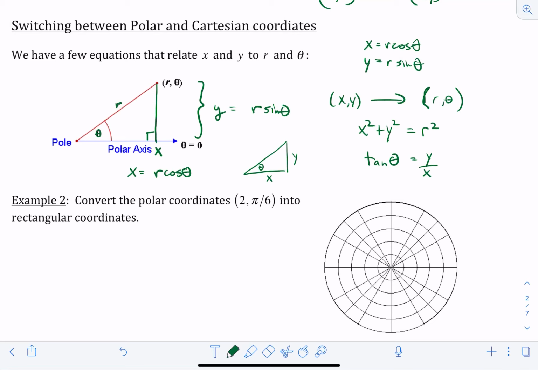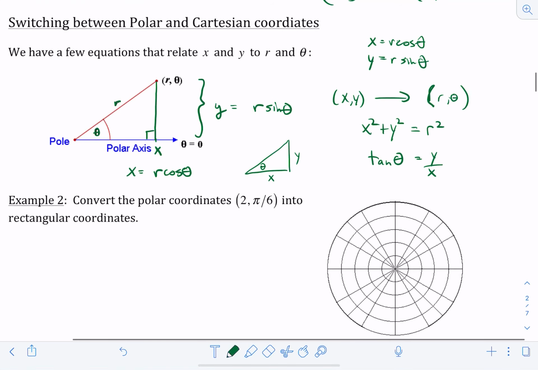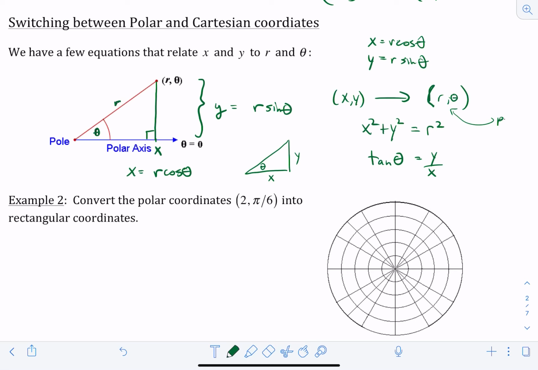Now you might have to do a little bit of an adjustment, because if I wanted to use arctangent of both sides to solve for theta, arctangent has a limited domain, so you have to be a little bit careful. I guess the final comment I'll make is that polar points are not unique. Polar points are not unique. Okay.